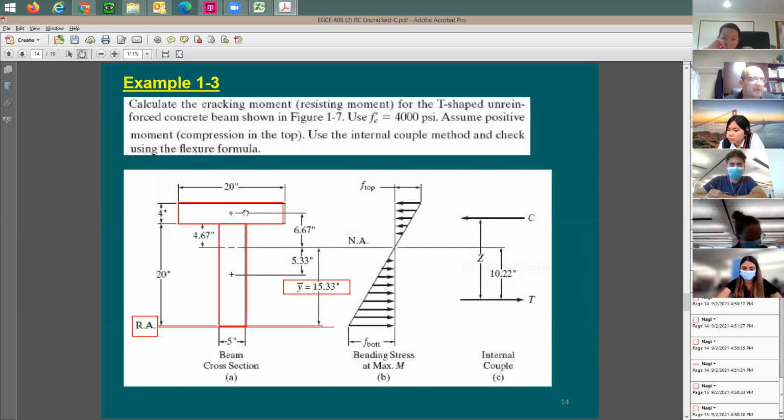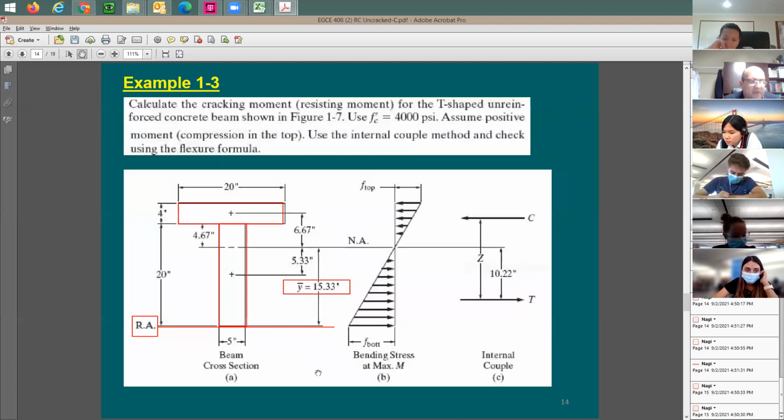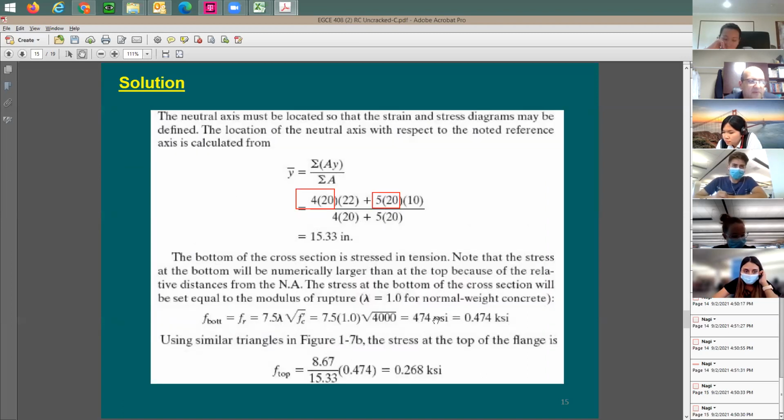I say, great. Now I have the section properties. I have the cross-section area. I have the centroid location. And I guess I should start here to work on the cracking stress. Here's the cracking stress, and it's going to happen at the bottom because I have positive one. So this stress here at the bottom, I'm going to set equal to 474 psi.